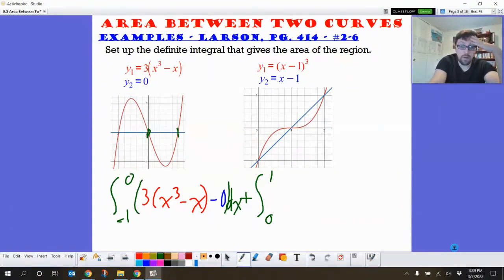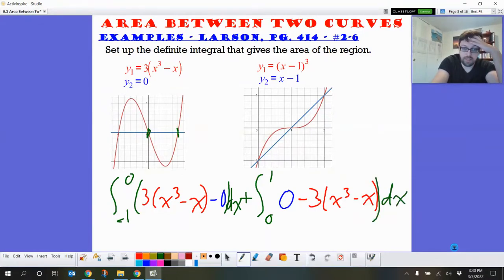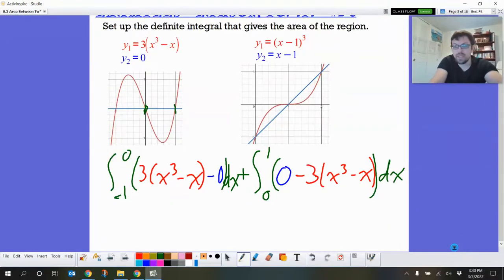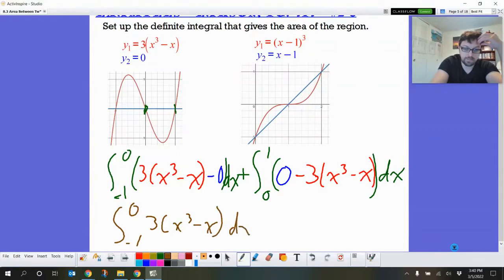On the other one, now our top function is the blue function, which is 0, minus what our bottom function is, in this case 3x cubed minus x, because now the red curve is below the blue horizontal line. And then we're going to be integrating that with respect to x. And now we could clean this up a little bit to make it look a little more sensible. So this is the integral from -1 to 0 of 3x cubed minus x dx, plus the integral from 0 to 1 of -3x cubed minus x dx.